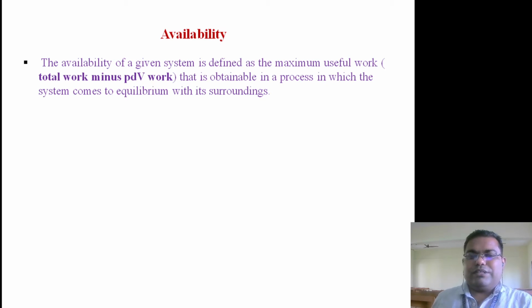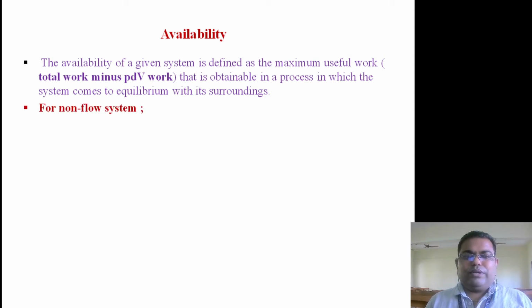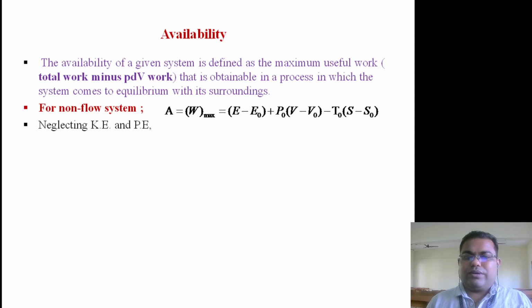So the lowest possible temperature of heat rejection will be the surrounding temperature, as we are considering the surroundings as our dead state. For a non-flow system, the availability, that is the maximum work, can be written as E1 minus E naught plus P naught (V minus V naught) minus T naught (S minus S naught), where P naught (V minus V naught) is the work we have expended in displacing the boundary. The total energy is the summation of internal energy plus kinetic energy plus potential energy. If we neglect kinetic energy and potential energy, we are left with only internal energy.